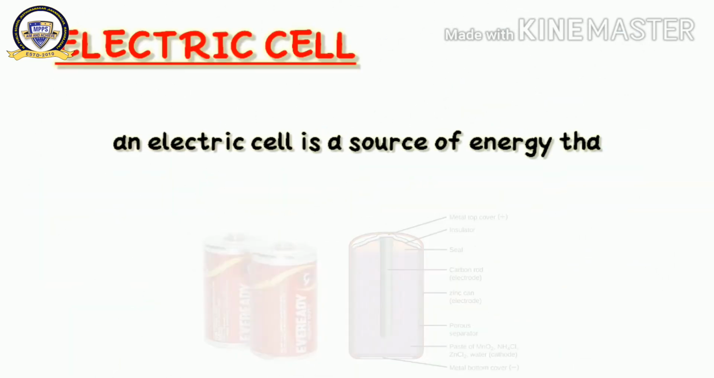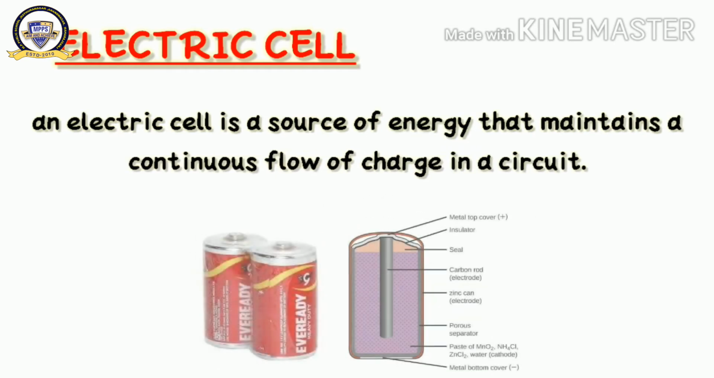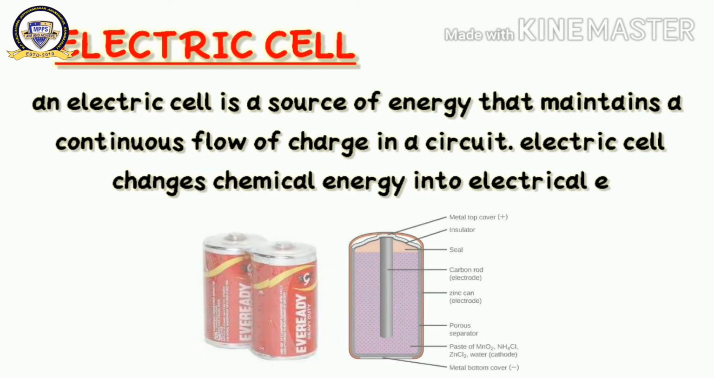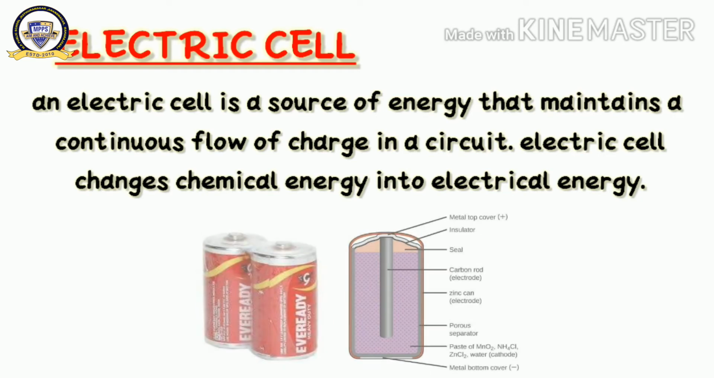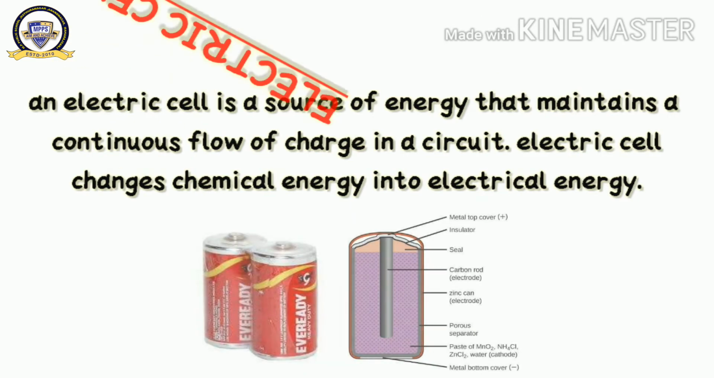An electric cell is a source of energy that maintains a continuous flow of charge in a circuit. An electric cell changes chemical energy into electrical energy.